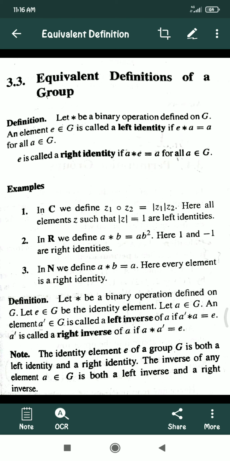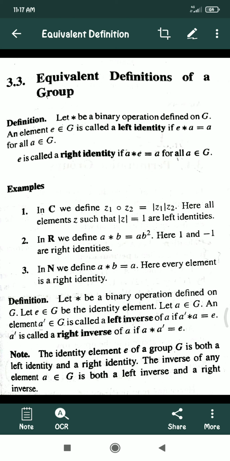So for a right identity, the identity element must be on the right side. For a left identity, the element must be on the left side. So that is the simplest way to keep the identity elements in mind. So here we have the example for the identity element.